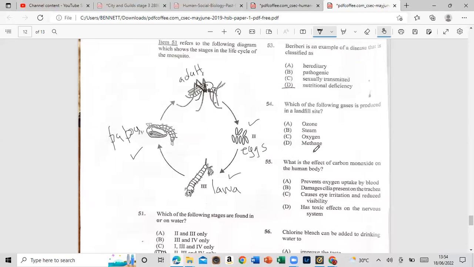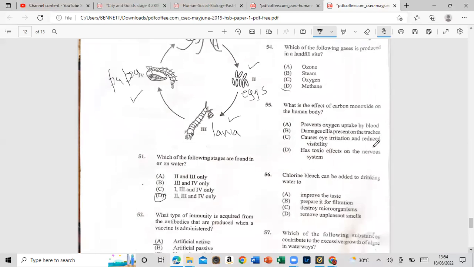All right, which of the following gases is produced in landfill sites? A, ozone, B, steam, C, oxygen, or D, methane. What is the answer for that, guys? We did that in the last paper. This is methane.